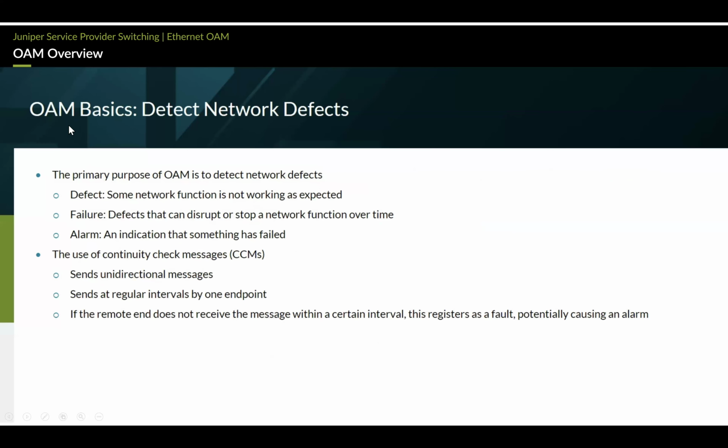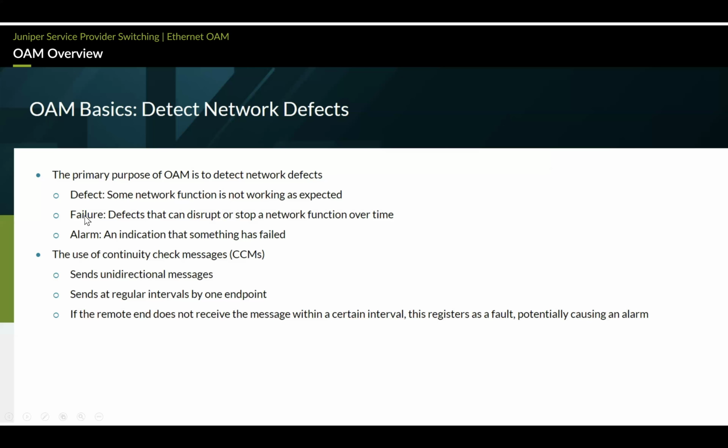Next, OAM basics: detect network defects. The primary purpose of OAM is to detect network defects or faults. Defect means some network function is not working as expected. You can say fault or error.